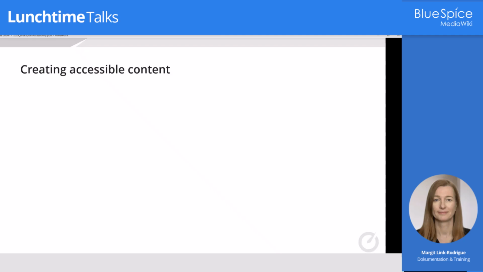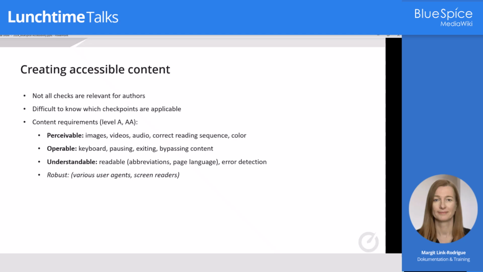How do you create accessible content? If you have a BlueSpice wiki and you are responsible for keeping the content accessible, you have to know that not all of these 92 checkpoints are really applicable to the authors. It's a limited amount of things you have to check, but you have to know which of these checkpoints are applicable. And WCAG says an application or a website has to be perceivable, meaning if you are blind, you still have to see the image, so to speak.